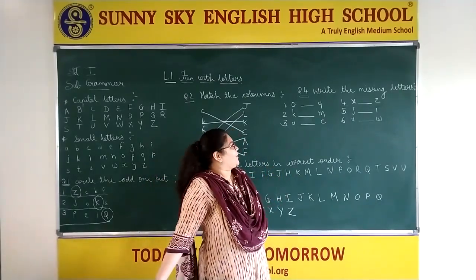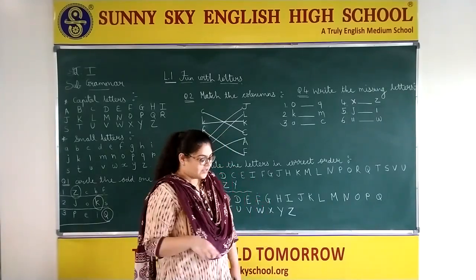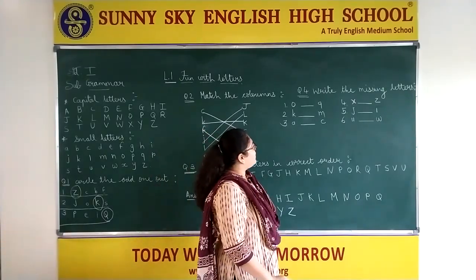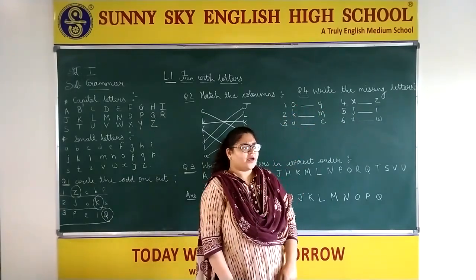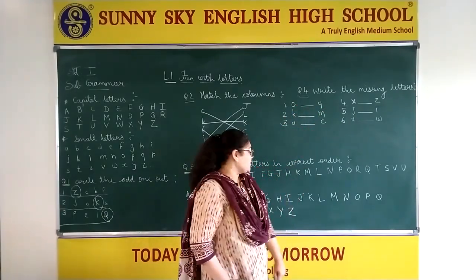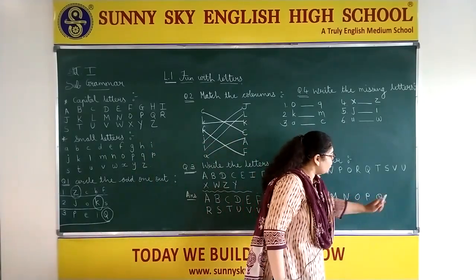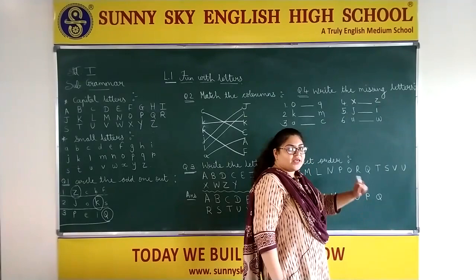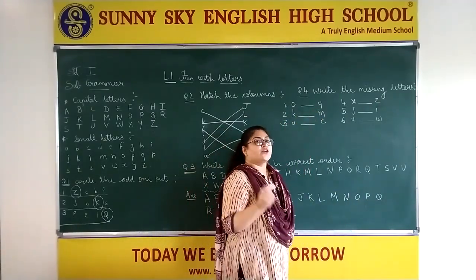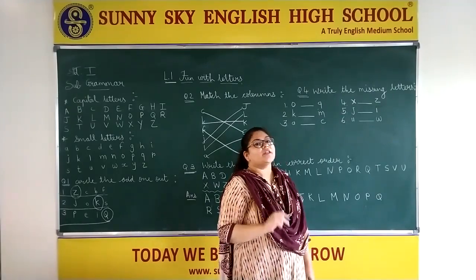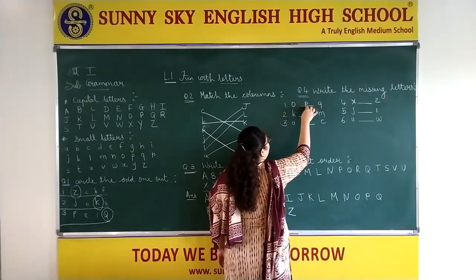Now see question number 4. Write the missing letters. Okay, so let's write the missing letters. Here in the first question there is O dash Q. What will come between O and Q? See in this ABCD. O dash Q. What is there? Yes, P. But here O and Q are the small letter. So we will write P also in small letter. O, P, Q.